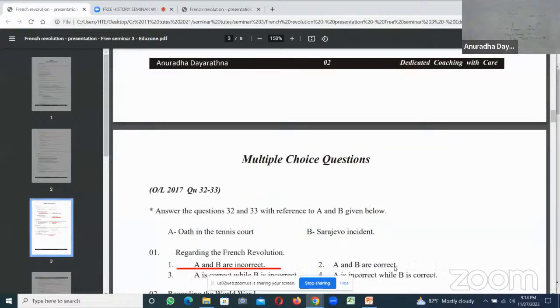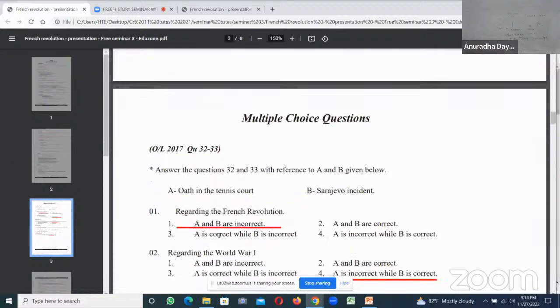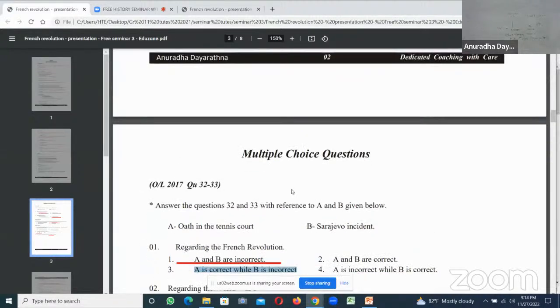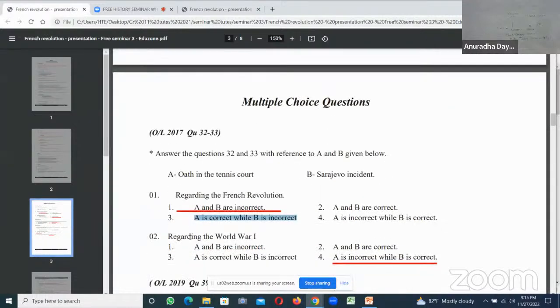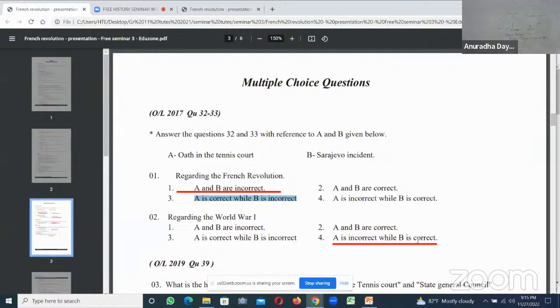So what is the question here regarding the French Revolution? What is the answer? Sorry, my first marked answer is wrong, so the answer is what I highlighted. What is the correct answer? A is correct, while B is incorrect. B is related to the First World War, the Sarajevo incident. So we will discuss that when dealing with the First World War. The oath in the tennis court is related to the French Revolution, right? Second one, regarding World War I: A is incorrect, while B is correct. World War I. So that is the answer for the second one.